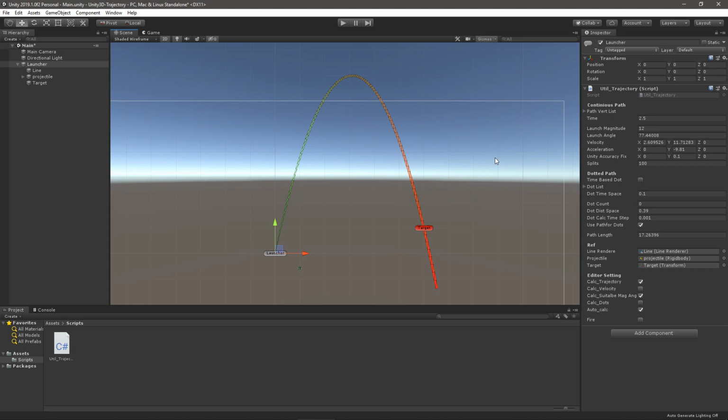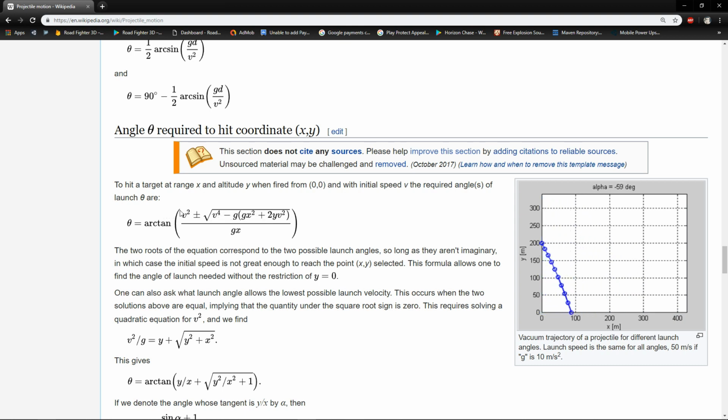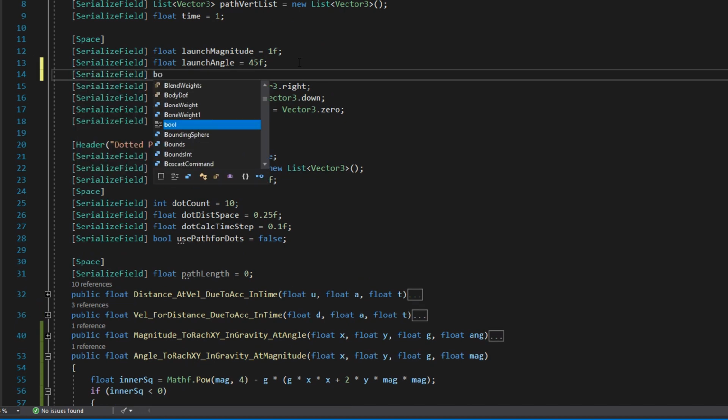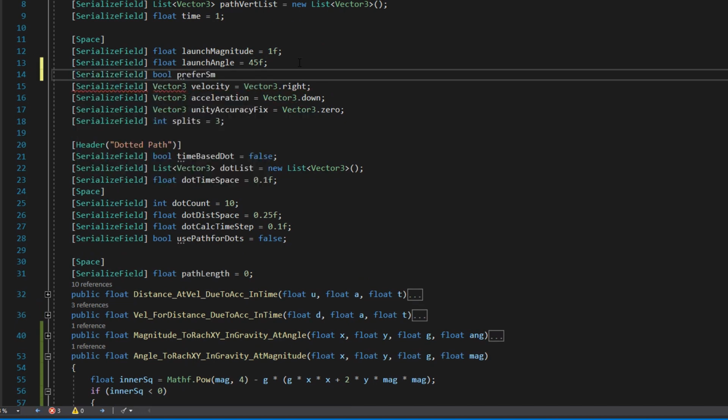Okay, now how about that negative case? Let's say I have the magnitude of 20, so the angle we should launch is 85.7, but how about if my magnitude is so high, I can also launch it at this angle. So where is this answer? That's the answer we will get if we use the negative side of this equation. So let's add a boolean here, prefer small angle, which is false by default.